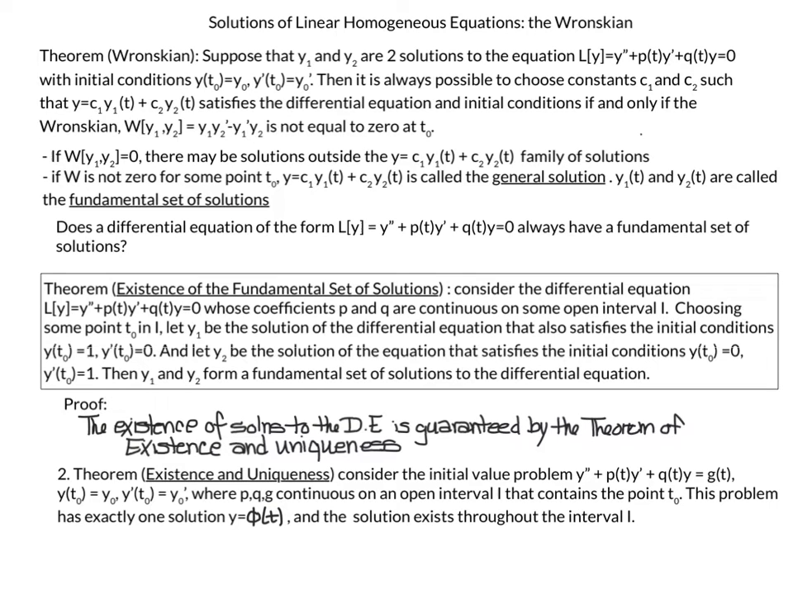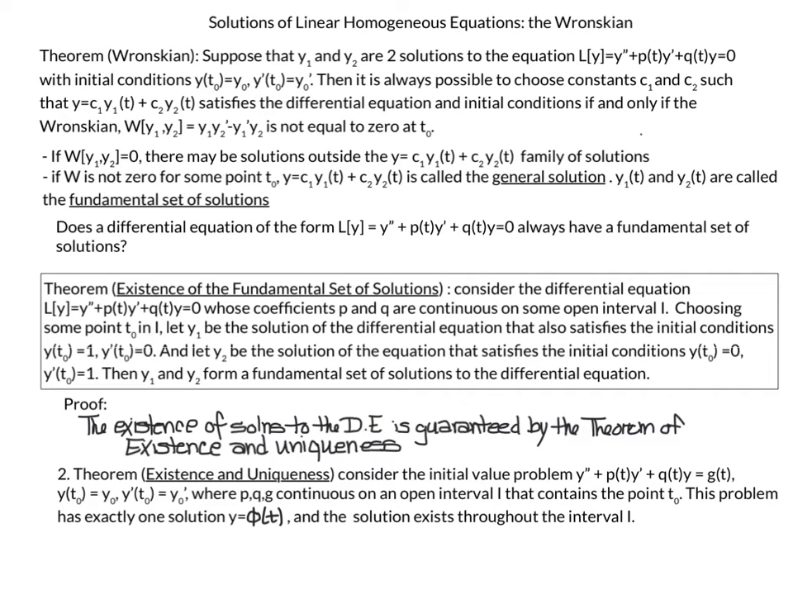So the existence is guaranteed by the theorem of existence and uniqueness. I said it's good to compare these two because they look so similar. Here we're looking at the initial value problem. Again, we have the same form, y'' + p(t)y' + q(t)y = g(t). Of course, now we have 0, so it's the homogeneous equation. This is not. And here we have general initial conditions.